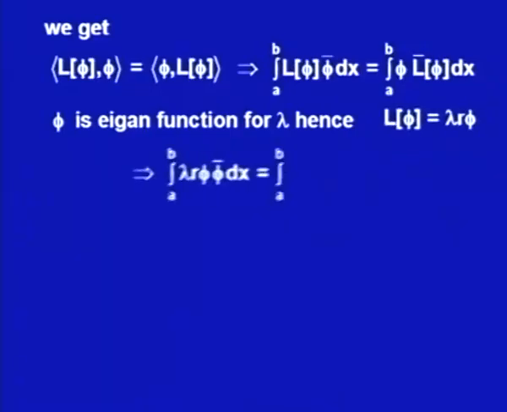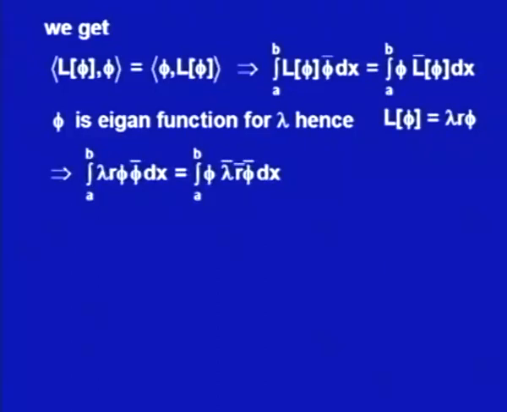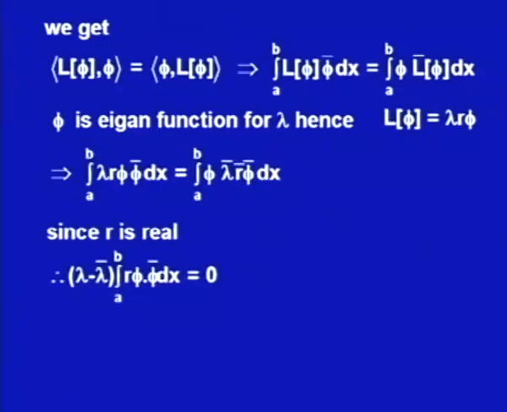What we get? The integral of lambda r phi phi bar dx is equal to the integral a to b of phi times lambda bar r bar phi bar dx, because L phi is lambda r phi, and its complex conjugate would be lambda bar r bar phi bar. Now, we know that in the Sturm Liouville problem r is a real function. So, r bar would be the same as r. Thus, rewriting this and taking both things on one side, we get lambda minus lambda bar times the integral a to b of r times phi times phi bar dx is equal to 0.